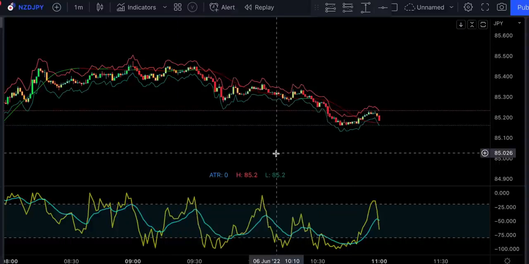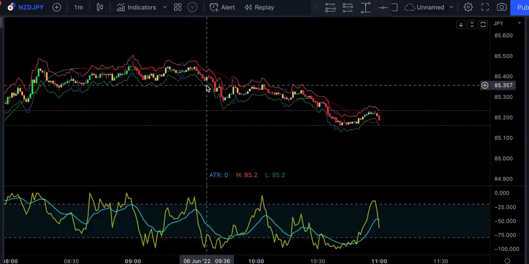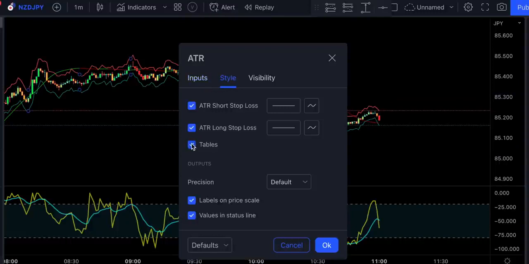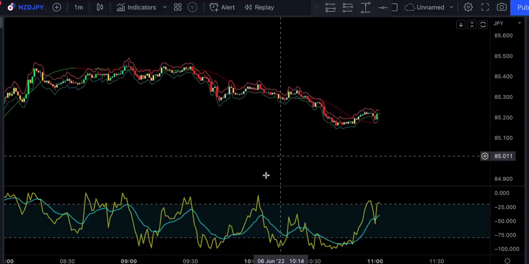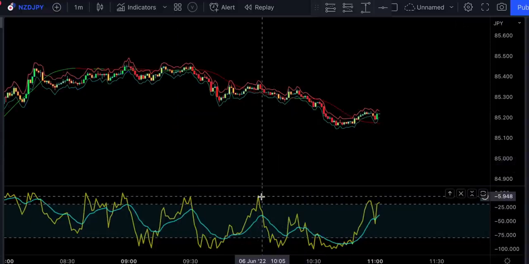Okay, now let's customize the ATR stop loss finder. First, let's get rid of these tables as we don't need them. And we're going to change the ATR multiplier from 1.5 to 0.85. Also, let's untick this option. We're not going to change the settings on the Williams indicator, we're just going to leave them on default.